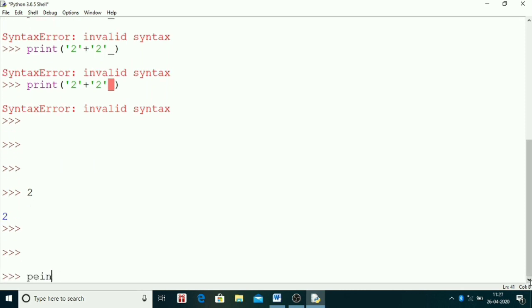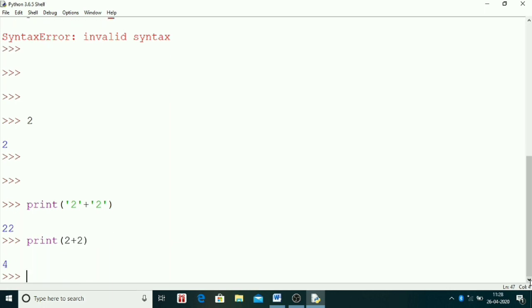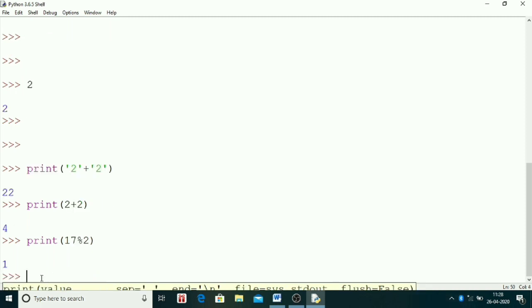Suppose I say print 2 plus 2, 2. What will come? Suppose I say 2 plus 2. What will come? So here it is acting as a string. Here it is acting as a number. Now suppose I say, what will come? So these are some output questions. Now we will discuss some more output questions.